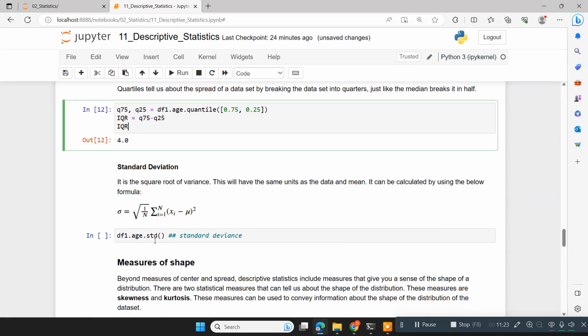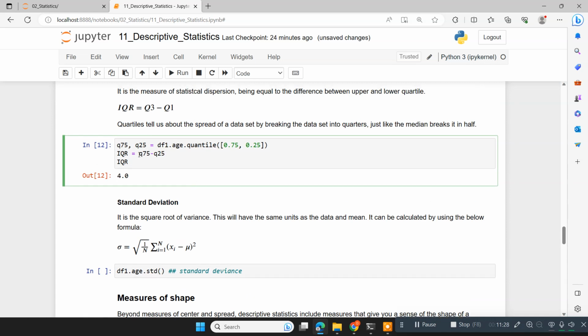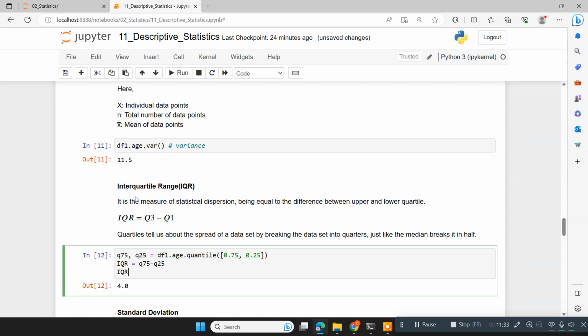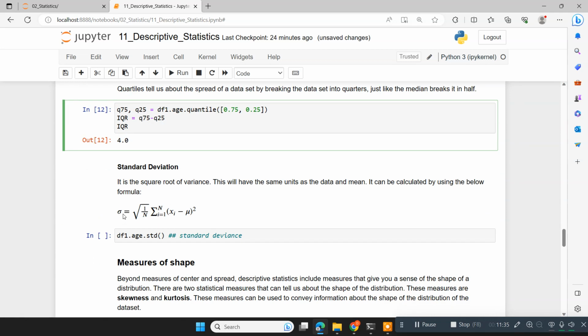Then what is standard deviation? Standard deviation is nothing but the square root of variance. So after getting the variance, you need to take the square root. This is the equation: sigma equals the square root of the sum of the squared differences, xi minus the mean, divided by the number of values. Simply put, it is the square root of variance.